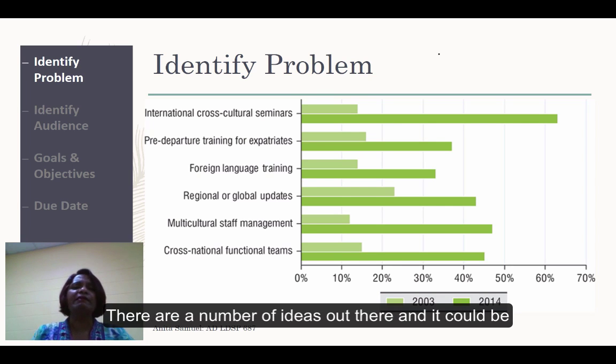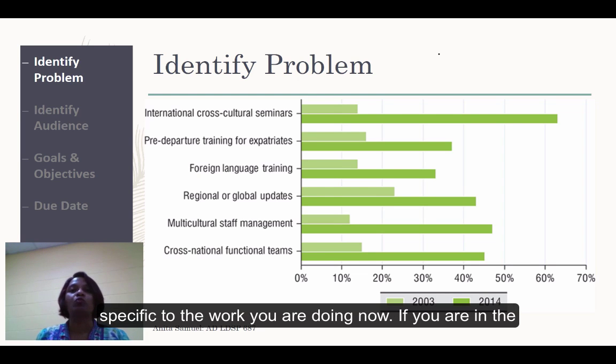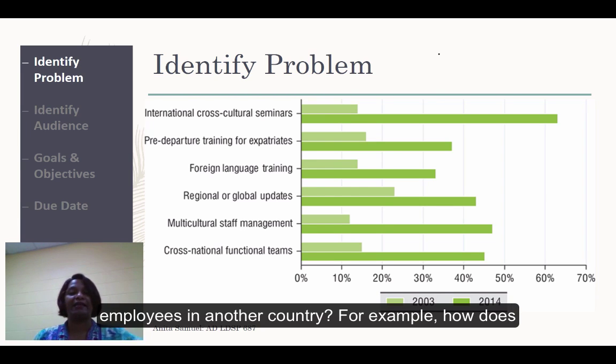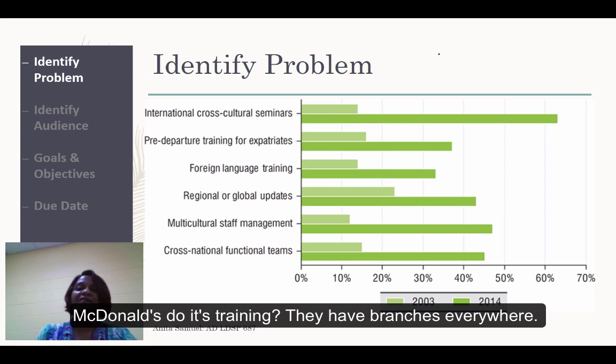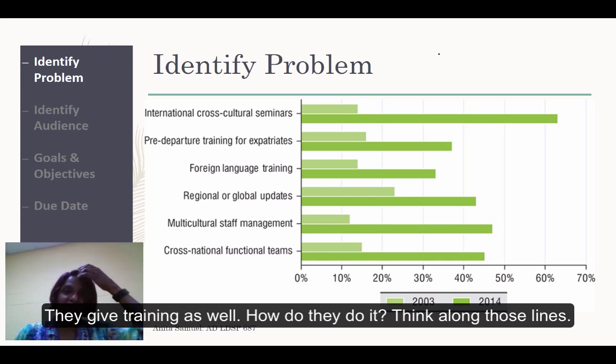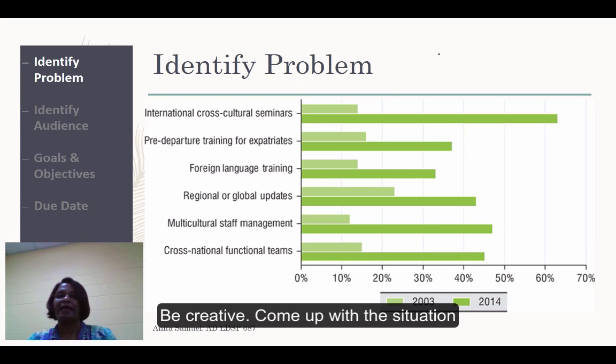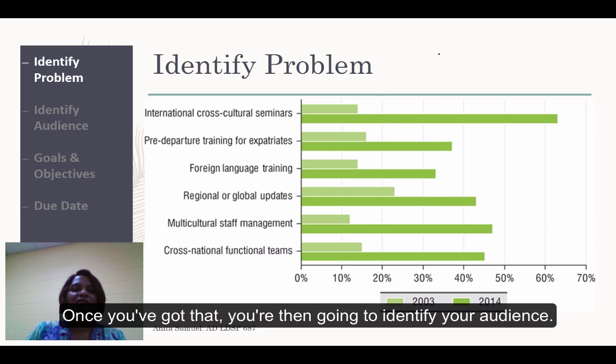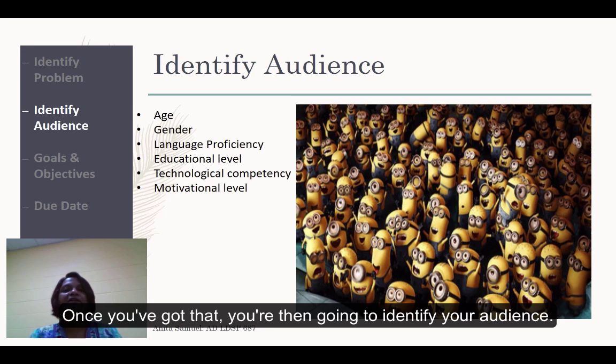So there are a number of ideas out there, and it could be very specific to the kind of work that you are doing now. If you're in the retail industry, what kind of training will you give your employees in another country? For example, how does McDonald's do its training? I mean, they have branches everywhere and they give training as well, so how do they do it? Think along those lines, be creative, and you're going to come up with a situation, a problem that you want to solve. Okay, once you've got that, you're then going to identify your audience.